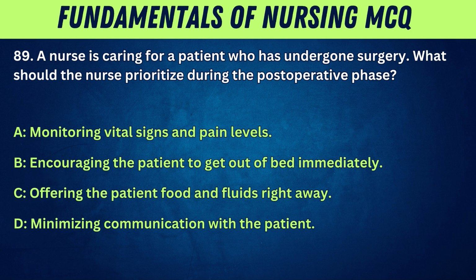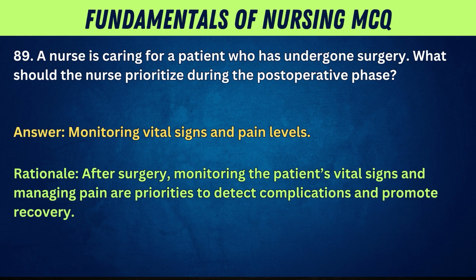89. A nurse is caring for a patient who has undergone surgery. What should the nurse prioritize during the postoperative phase? A. Monitoring vital signs and pain levels. B. Encouraging the patient to get out of bed immediately. C. Offering the patient food and fluids right away. D. Minimizing communication with the patient. Answer: monitoring vital signs and pain levels. Rationale: after surgery, monitoring the patient's vital signs and managing pain are priorities to detect complications and promote recovery.